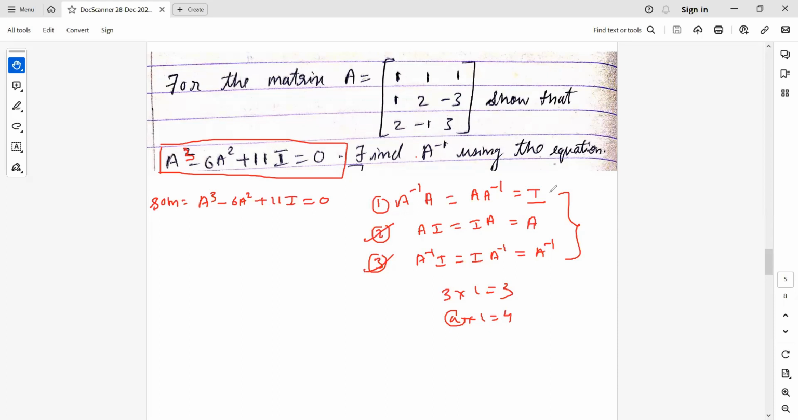And the first formula is A inverse into A is equal to A into A inverse, which is equal to the identity matrix. It's just like multiplying 2 by 3 into 1 by 3 by 2. When you multiply a number with its inverse, the answer will be 1. So when you multiply a matrix with its inverse, the answer will always be the identity matrix. So using these three formulas, we need to simplify it. Pay attention.